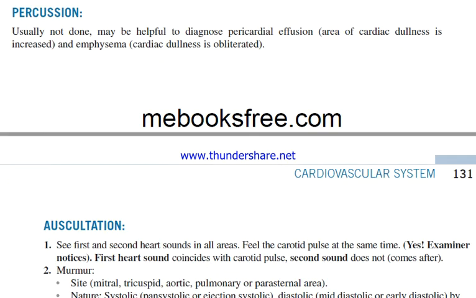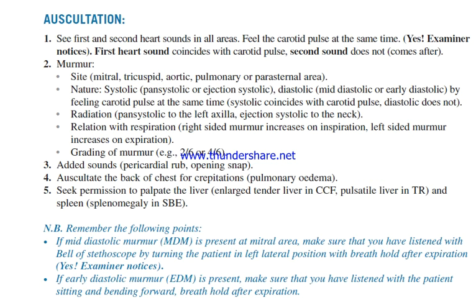Now percussion, usually not done, may be helpful to diagnose pericardial effusion. Area of cardiac dullness is increased, and in emphysema, cardiac dullness is obliterated. Auscultation. See first and second heart sounds in all areas. Feel the carotid pulse at the same time. The examiner notices the first heart sound coincides with the carotid pulse. Second heart sound does not, it comes after.